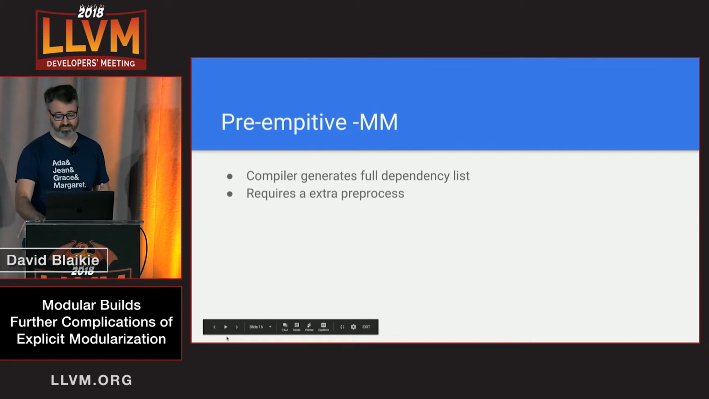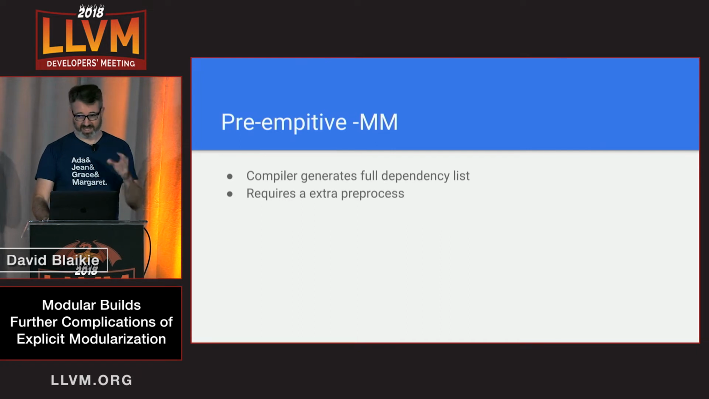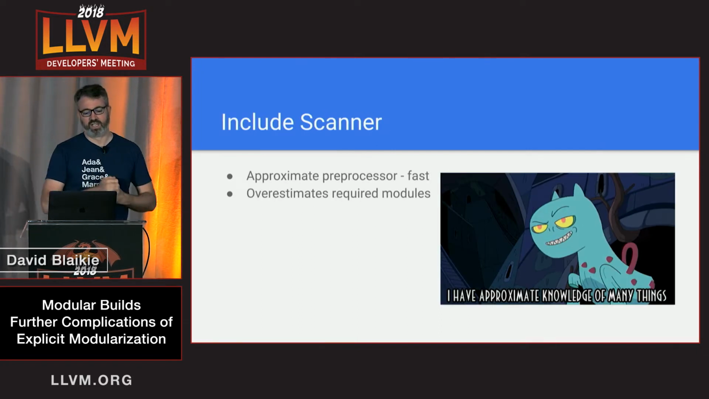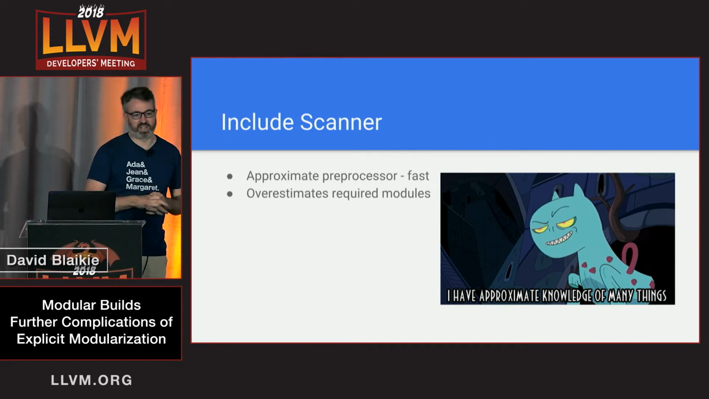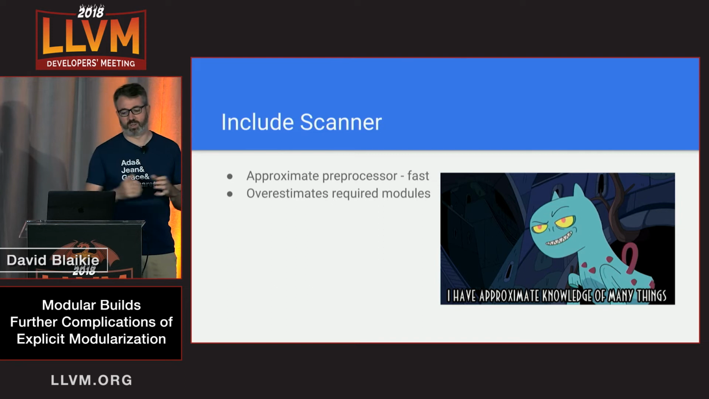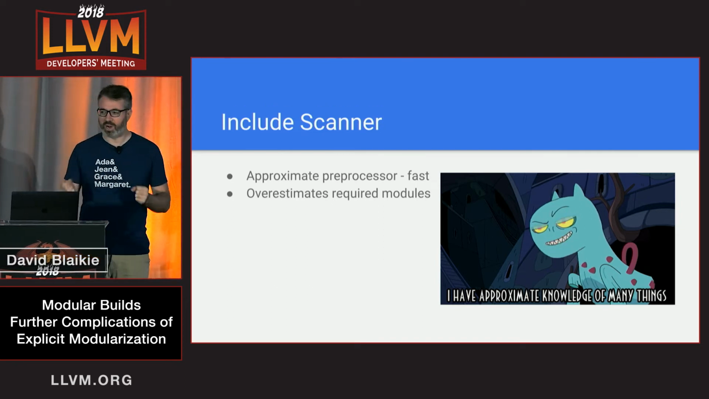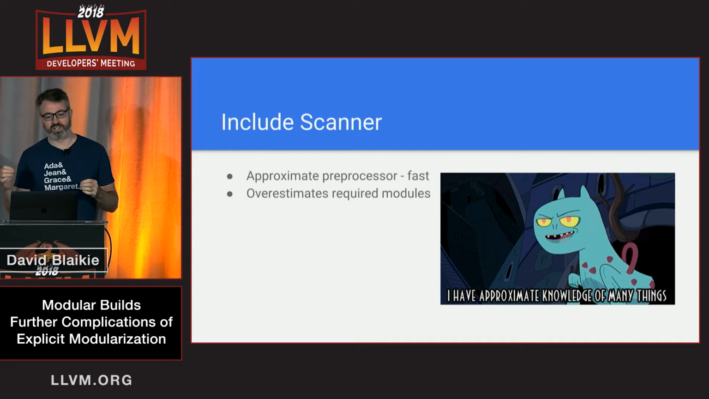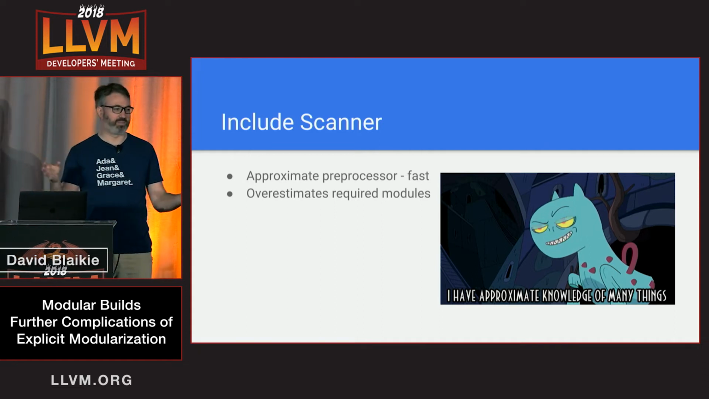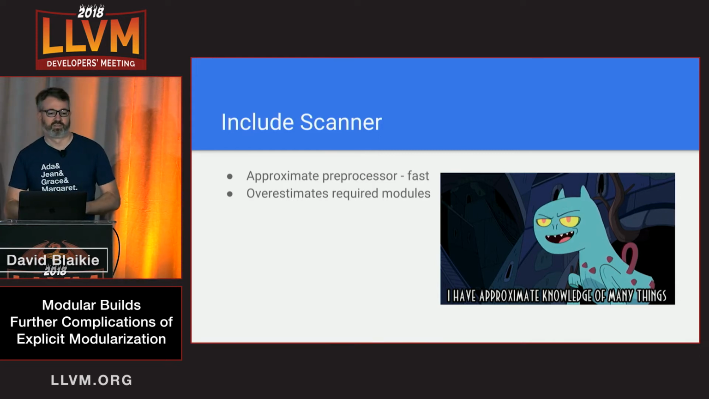So that's one option. A little bit of a performance problem in your build system. Maybe teaching it how to read more complicated fragments of make might not be so much fun. The other one is what Google does. In an attempt to be as fast as possible, we have this thing called the include scanner. It is a sort of approximate preprocessor. It doesn't know about all the hash defines and everything else, and so it'll come up with a rough overestimate of the modules that are required for a given compilation.